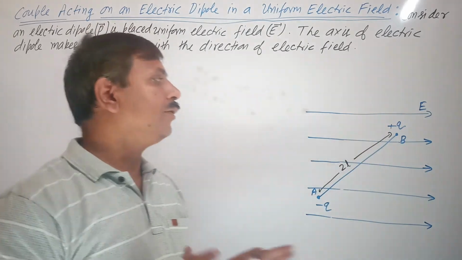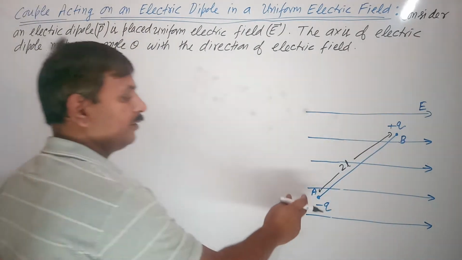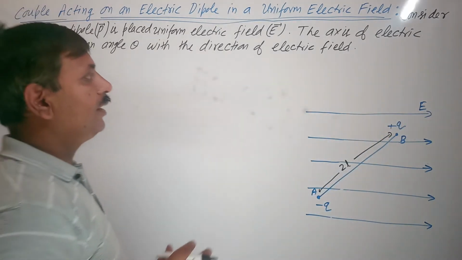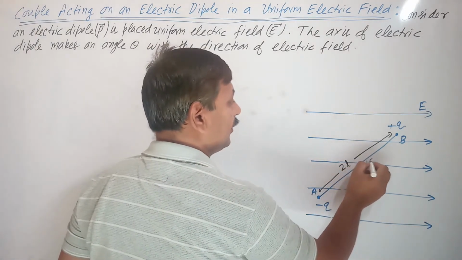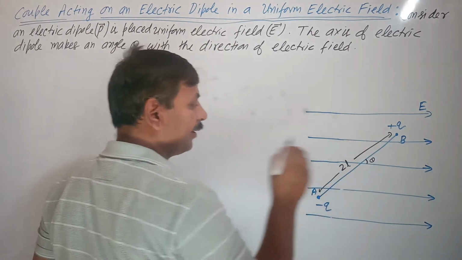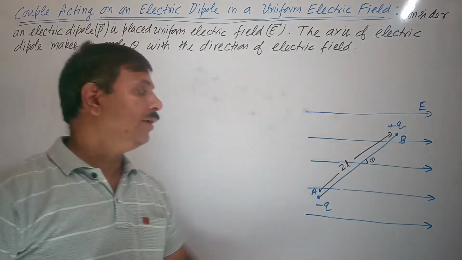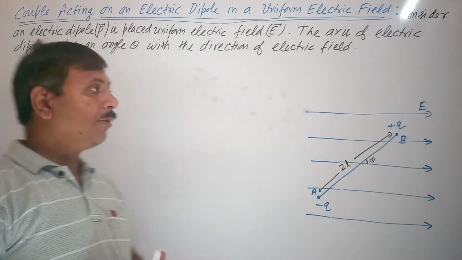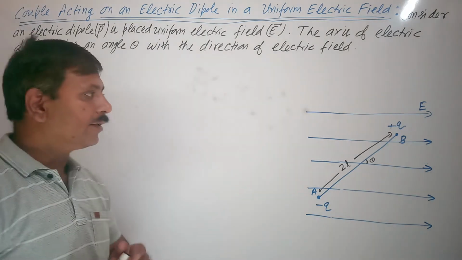So they are kept in a uniform electric field. The axis of the electric dipole, along AB, makes an angle theta with the direction of the electric field. You can see here, this angle is theta. So what will be the torque? What will be the moment of couple acting on this electric dipole?